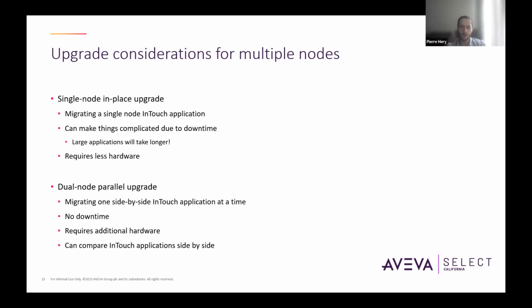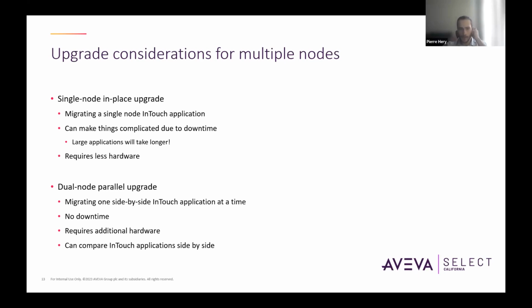And so this is ideal for situations where the hardware and operating system also need upgrading, because then you can keep the old node active while you upgrade the hardware of the new machine as well as the software on the new machine. Once the migration is complete, you can then switch over to the new one without any production break. I'd say this is also helpful because it gives you an opportunity to compare the old and new InTouch applications side by side.